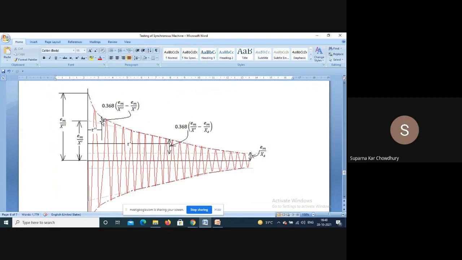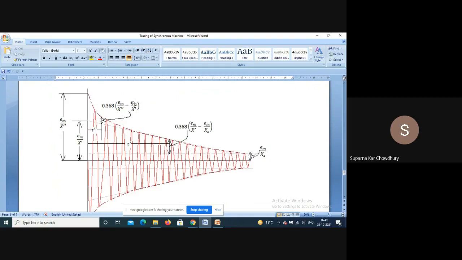So for measuring this, I am not going into the detailed calculation, but we can measure this transient portion. This tangent has been extended, then it is measured. This is equal to 0.368 Em by X double dash. It is the subtransient reactance.